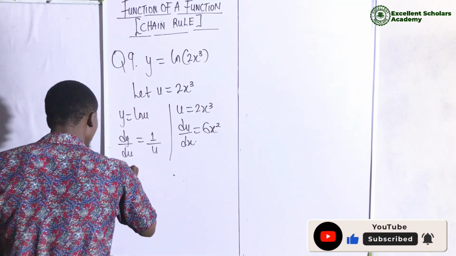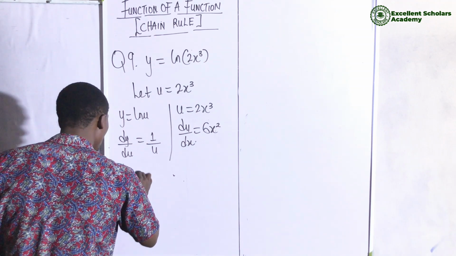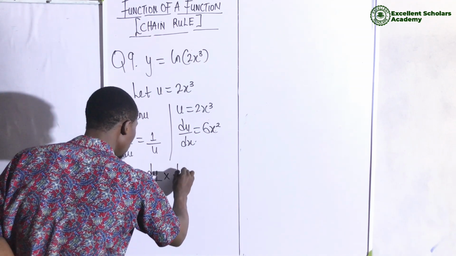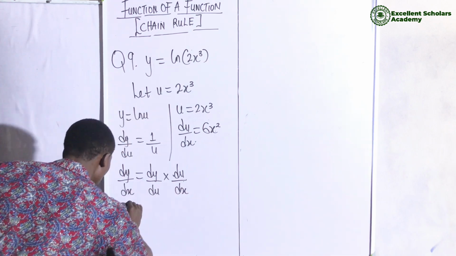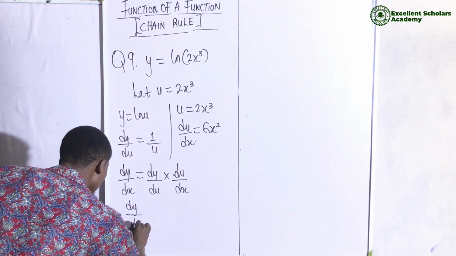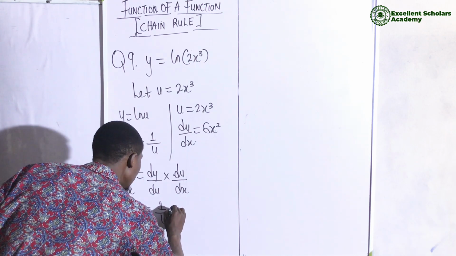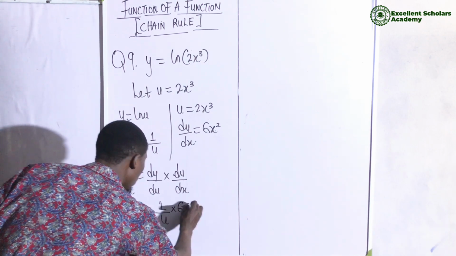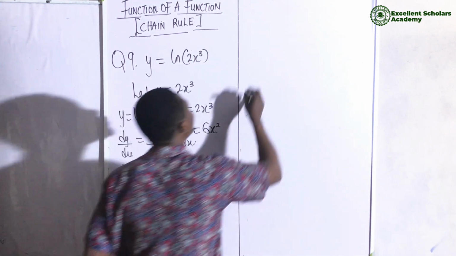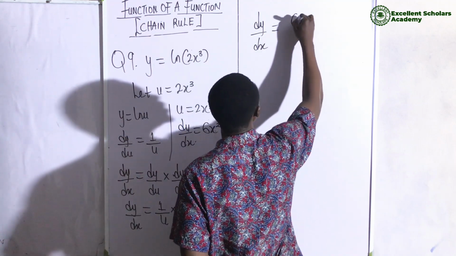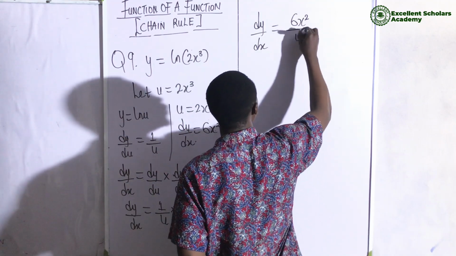So now your dy dx is going to be equal to dy du times du dx. So this becomes that dy dx is equal to 1 over u multiplied by 6x squared. So now finally our dy dx is going to be equal to 6x squared over u.